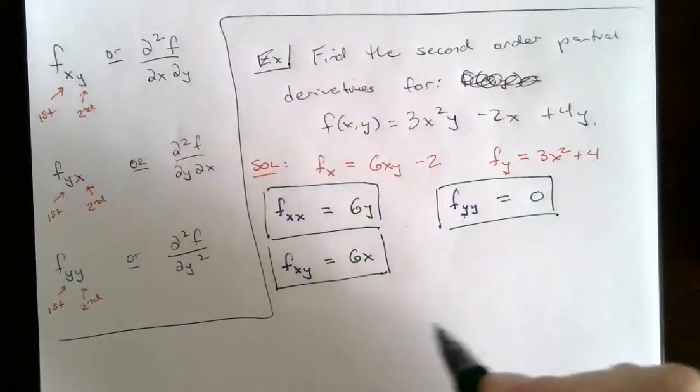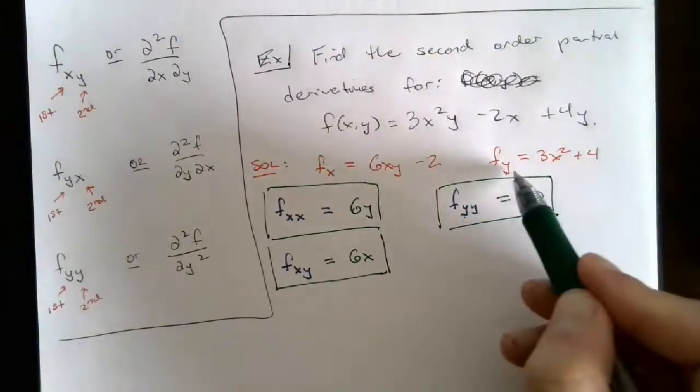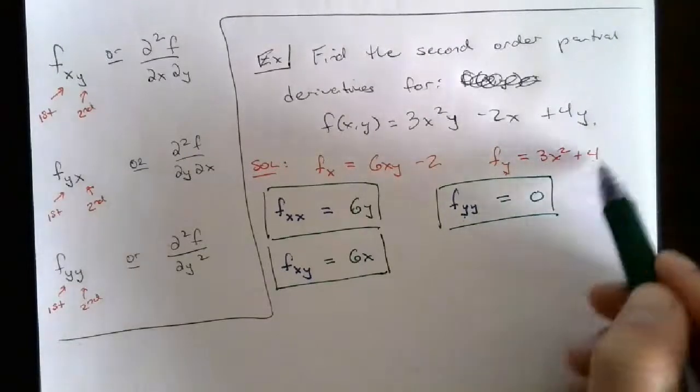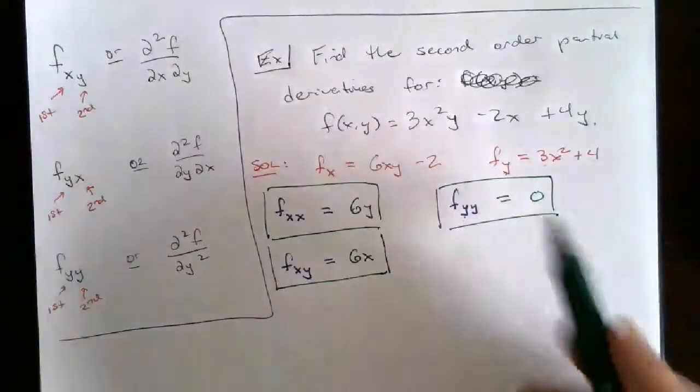It's okay to get 0. Don't let that throw you off. Right, the partial derivative of this with respect to y, well, this is all a constant because there are no y's in there, so the derivative of that would be 0.